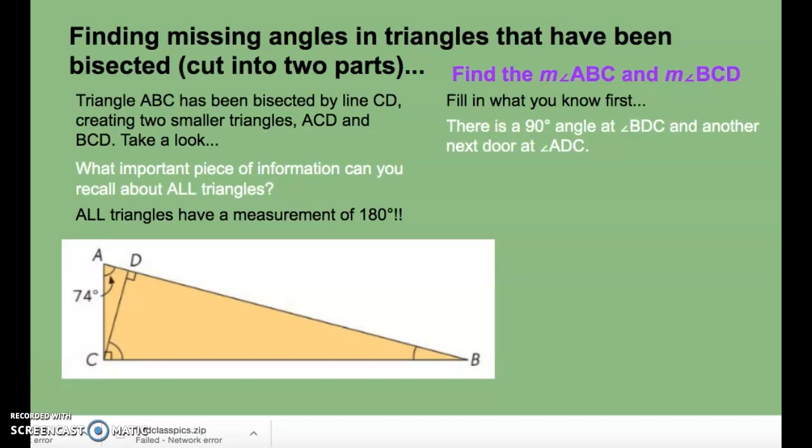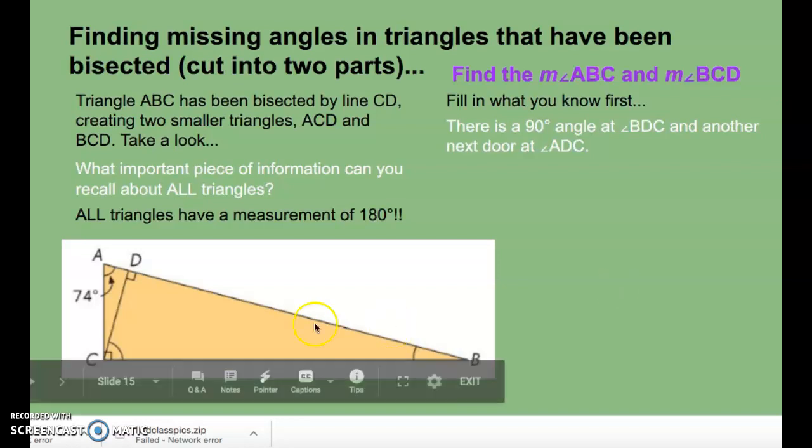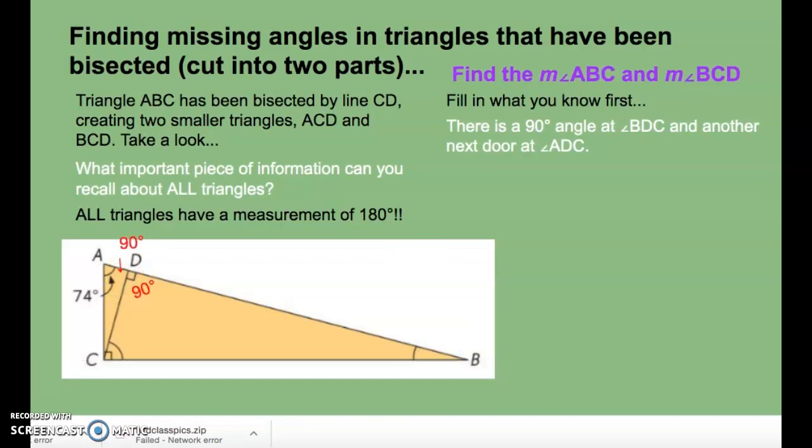Pause and think. That's right. A straight line measures 180 degrees. Therefore, if part of it is 90 and you subtract that part from the 180, the other part is 90 as well, which gives you a 90-degree angle here and one right on the other side of it right there. Now look what you have. You've filled in lots of pertinent information to help you move forward.